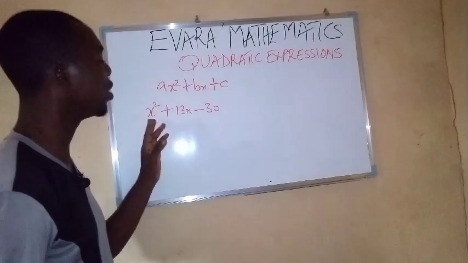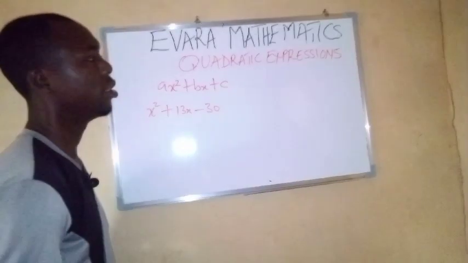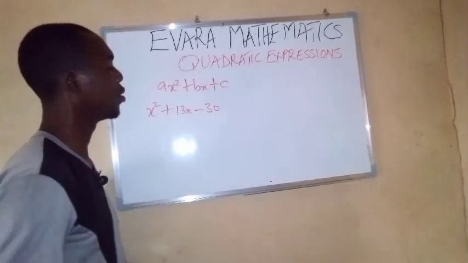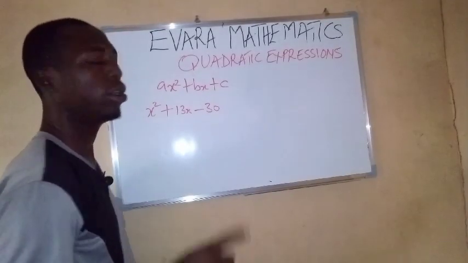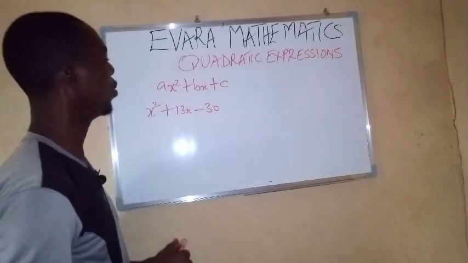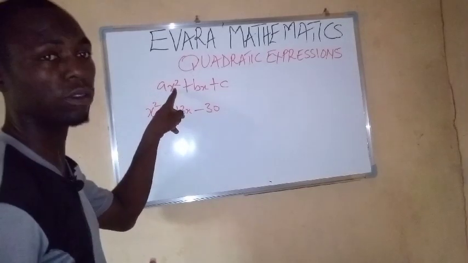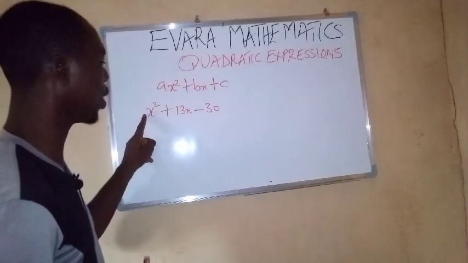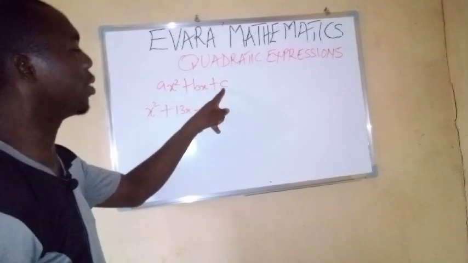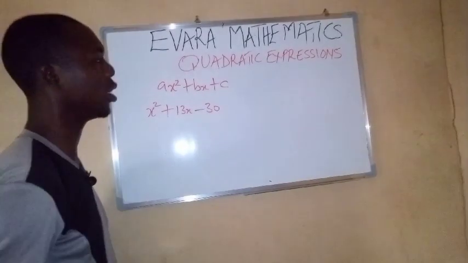First of all, we need to break this expression into 4 terms instead of 3. Then we'll group them to factorize. So there are steps to follow. The first thing, you multiply your a by c. What is a? A in this question is 1 because a is the coefficient of the squared letter. So a here is 1. Our b here is plus 13 and our c is minus 30. So if you multiply 1 by 30, you still get 30.